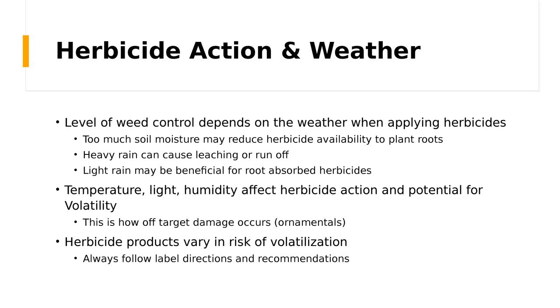Temperature, light, and humidity affect herbicide action and potential for volatility. This is how off-target damage occurs on ornamentals. If you have temperature inversions or super high temperatures and that chemical starts to become gaseous, it will become volatile. It will start to damage ornamentals. Herbicide products can vary in the risk of volatilization, so you should always follow the label directions and the recommendations of the manufacturer. And also check the weather and humidity and temperature. Be smart about it.